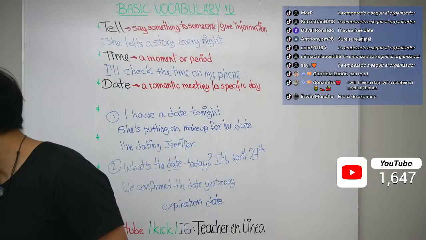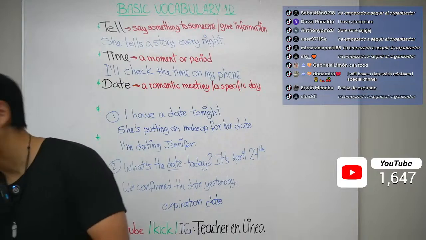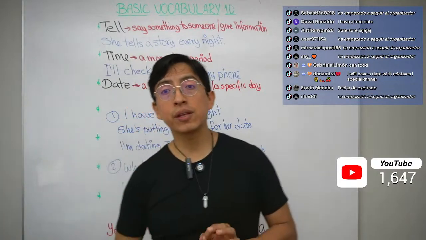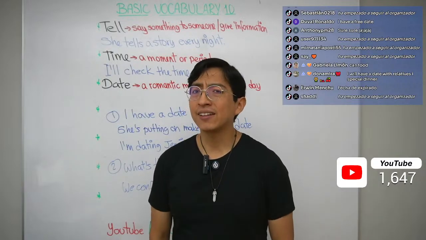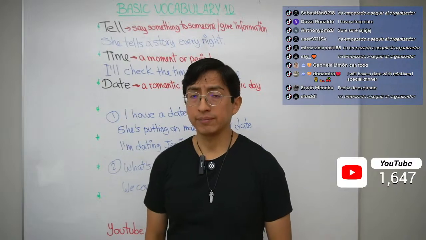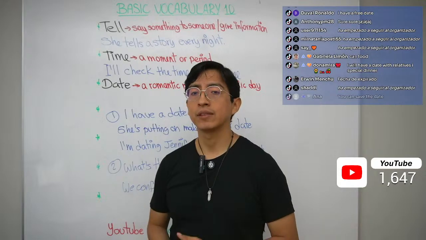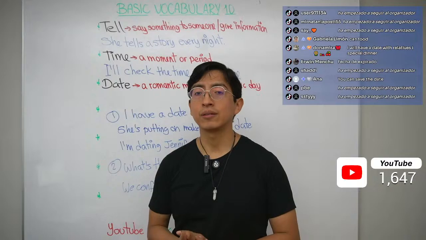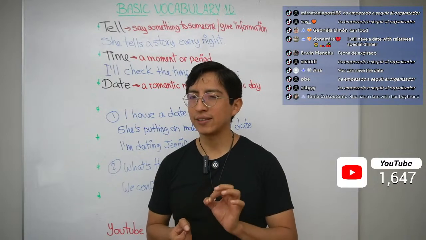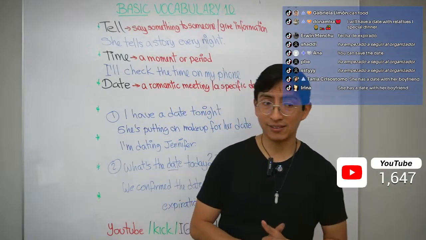Now, guys, let's continue with the dictation. Listen and write. She has a date with her boyfriend. She has a date with her boyfriend. Okay, one more time. She has a date with her boyfriend. Okay, 10 seconds to write that sentence.